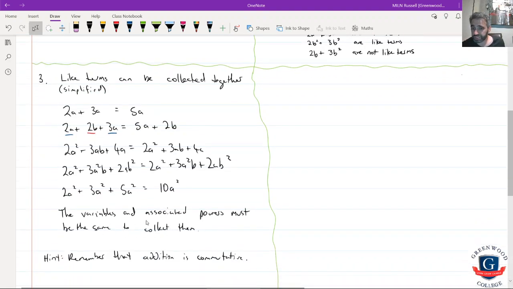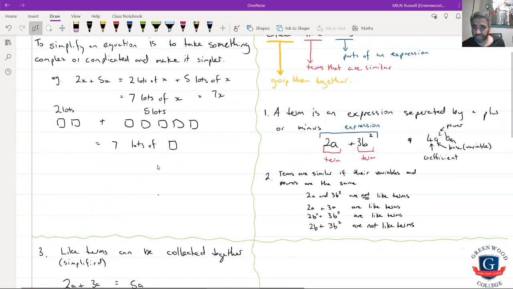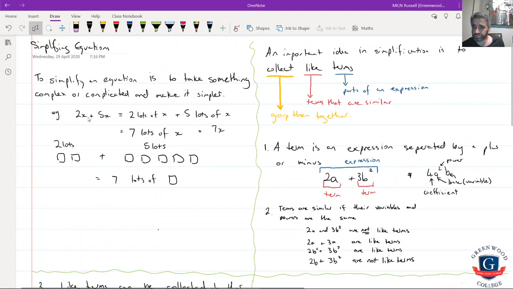So the variables and the associated powers must be the same to collect them together. And remember that addition's commutative, so we can just change the order if we want the a's to sit next to each other. So we could have rewritten this as 2a plus 3a gives us 5a plus the leftover 2b. I hope that helps with simplifying equations. Thank you, everyone.